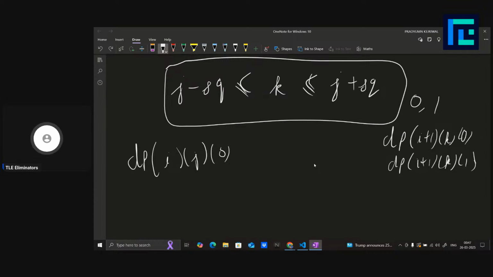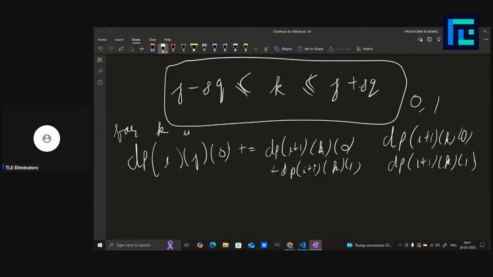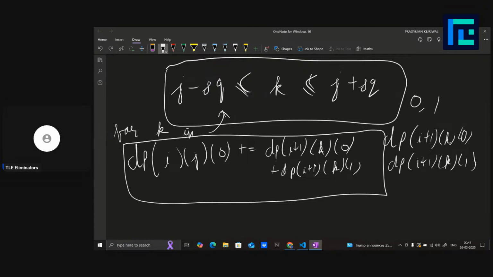So basically what I have to do is add dp[i][j][0] plus equals dp[i+1][k][0] plus dp[i+1][k][1], and we have to make a for loop for k in this range. We have to do this transition, but the thing is that this is too slow.